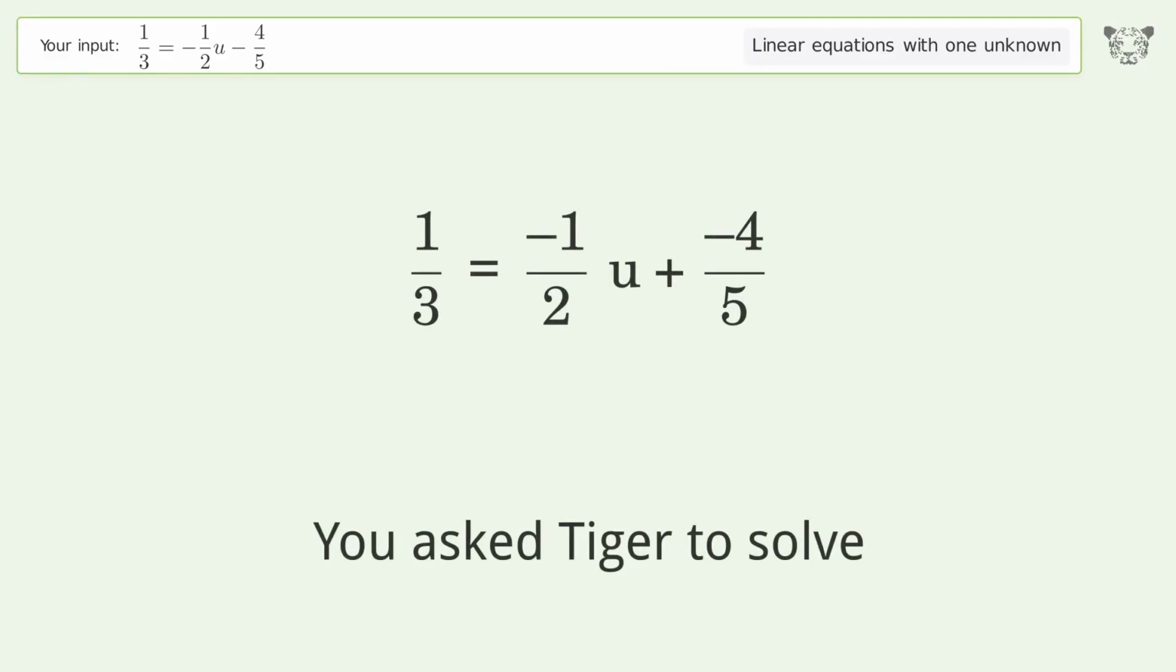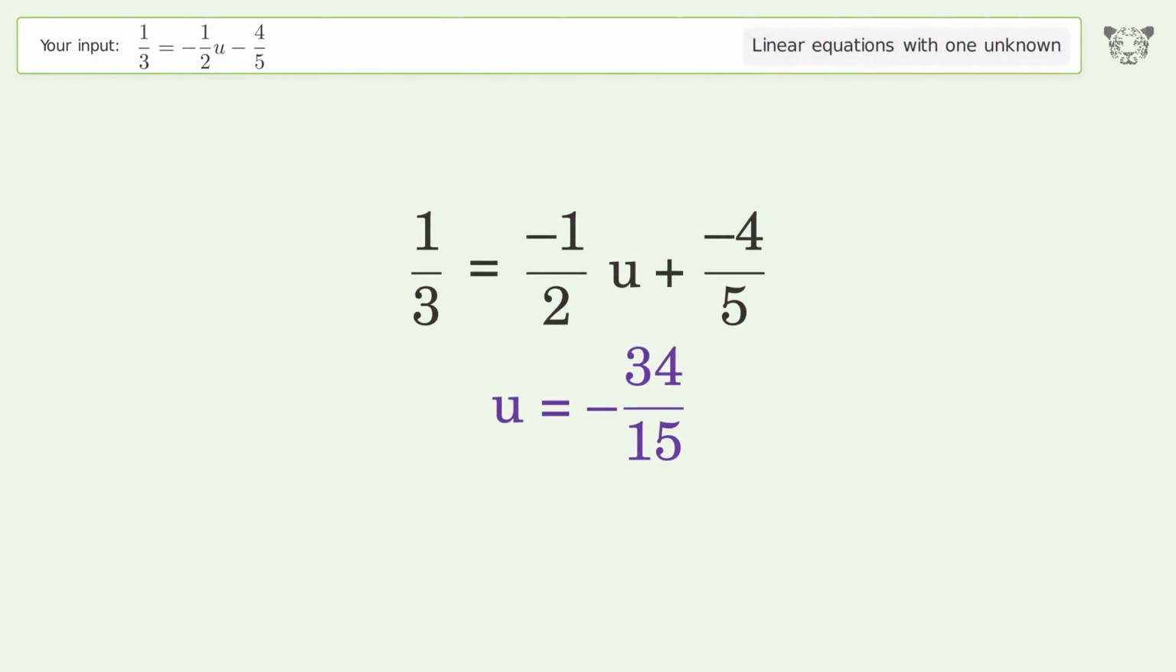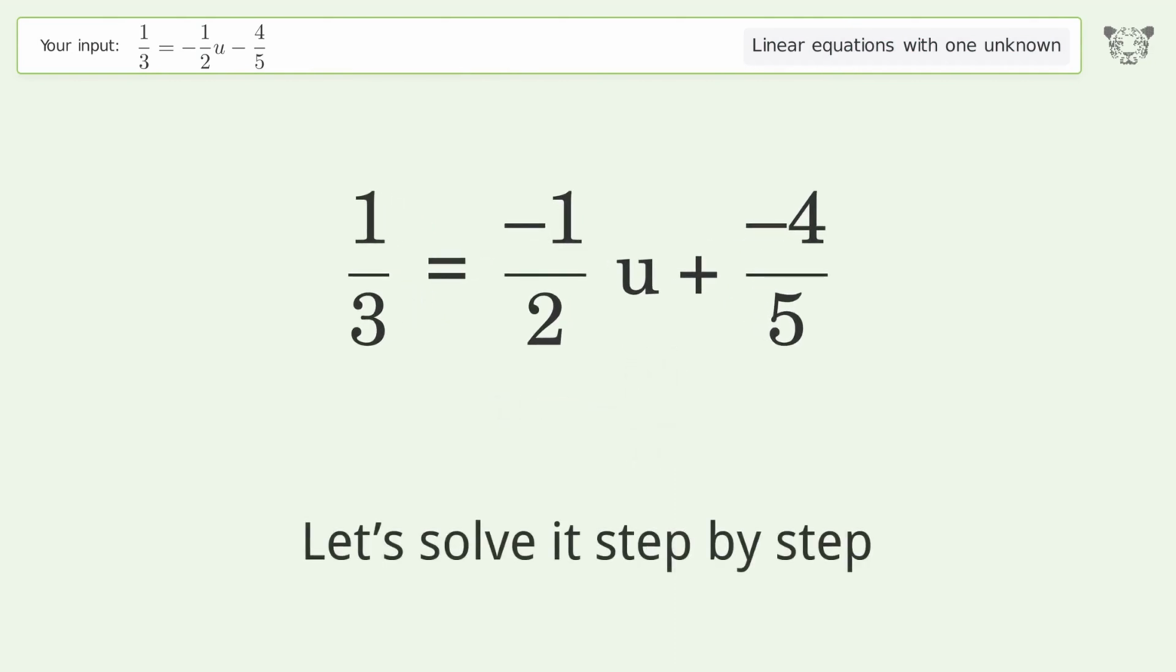You ask Tiger to solve. This deals with linear equations with one unknown. The final result is u equals negative 34/15. Let's solve it step by step.